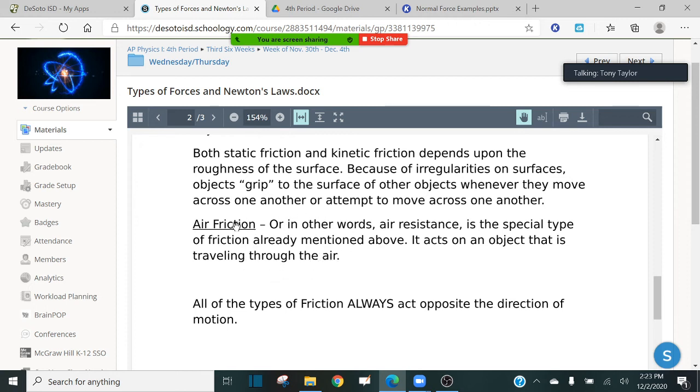So just remember that, guys. Air resistance, or in other words, air friction, is a special type of friction. And you know it's a special type of friction because it acts opposite the direction of motion.